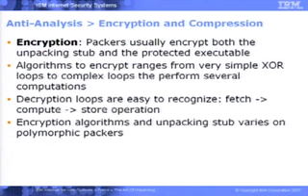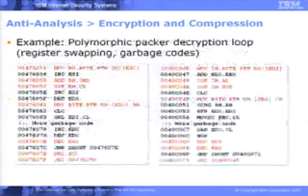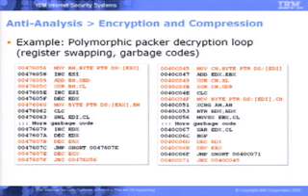The first part of anti-analysis is encryption. Packers usually encrypt both the unpacking stub, the one that unpacks, and also the protected executable. Some packers just use simple XOR loops, and decryption loops are easy to recognize. They're just fetch, compute, and store operations. In polymorphic packers, the encryption algorithm changes and also the unpacking stub. This is an example of a polymorphic packer. It fetches a byte, performs a computation on it, stores it, and then loops.